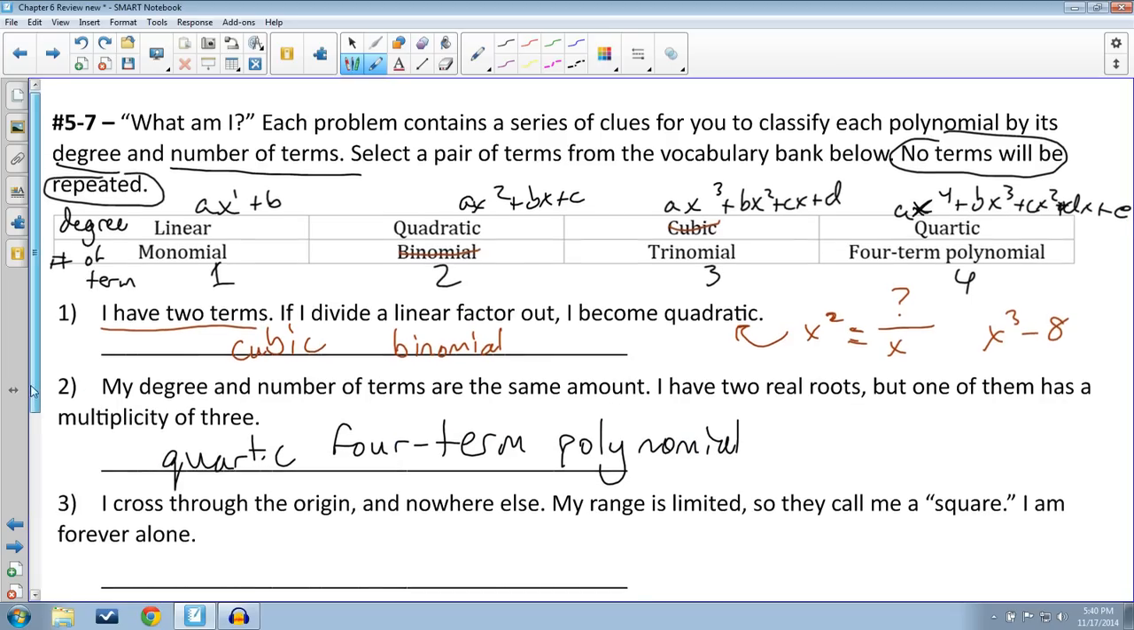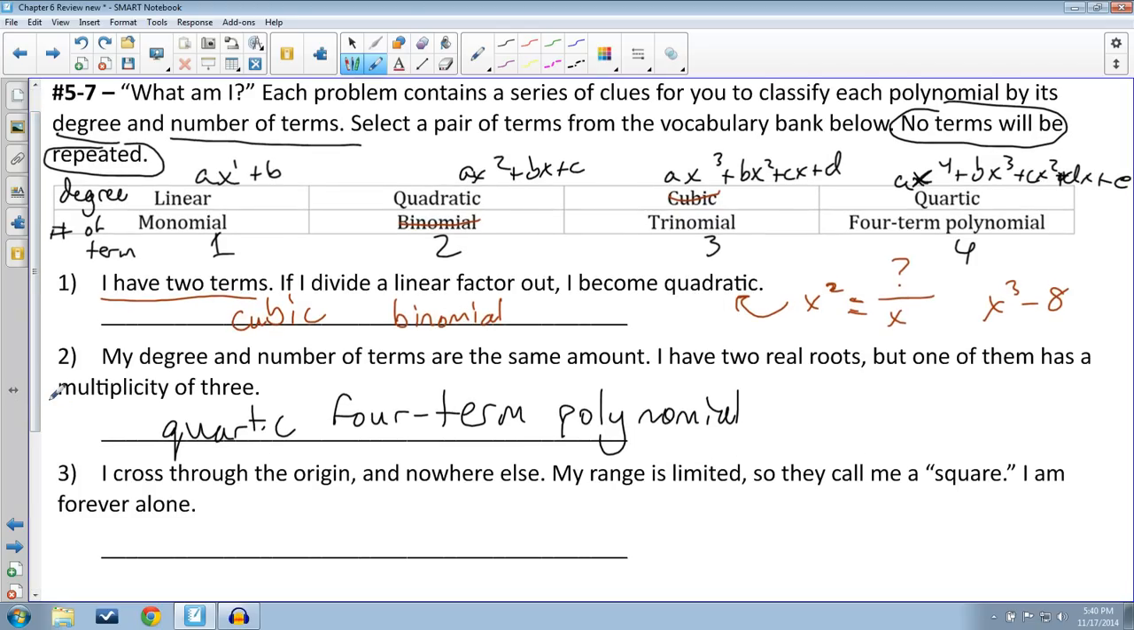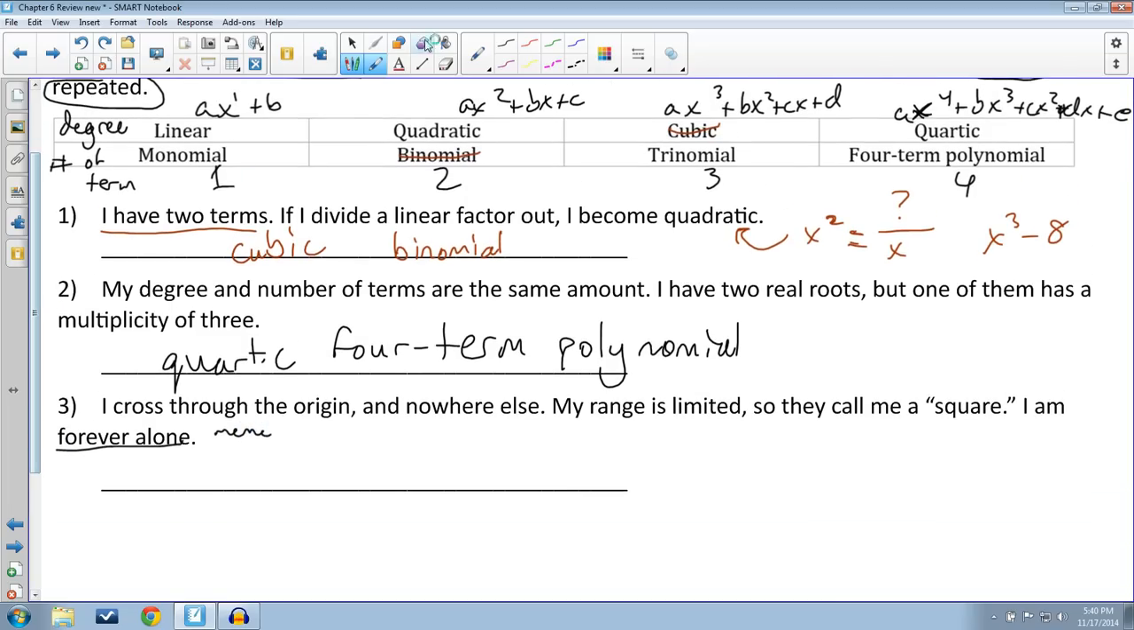Okay. Now this one's kind of the most riddle-like. I crossed through the origin and nowhere else. My range is limited, so they call me a square. I am forever alone. Forever alone, look that up on Google. That's a meme. You should know what that is. That's why I did it. Did it for the lulz.